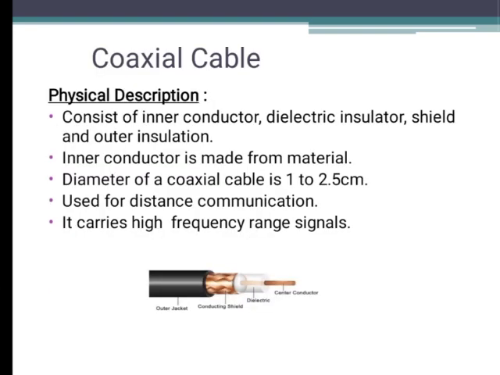Now let us discuss coaxial cable. It consists of an inner conductor, dielectric insulator, shield and outer insulation. Inner conductor is made from copper material. Diameter of coaxial cable is 1 to 2.5 cm. It is used for long distance communication. It carries high frequency range signals.